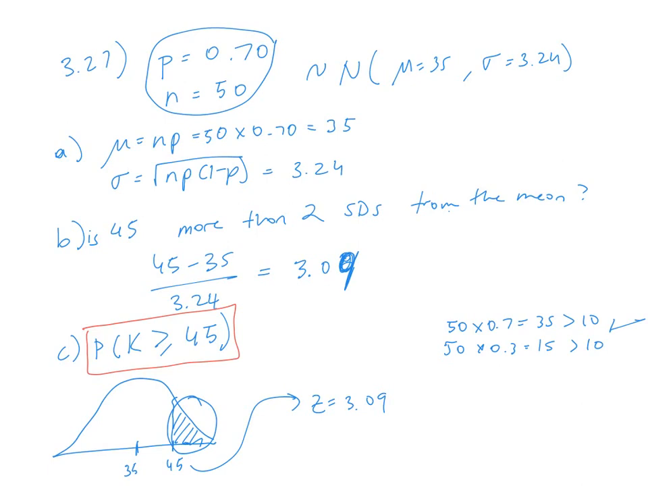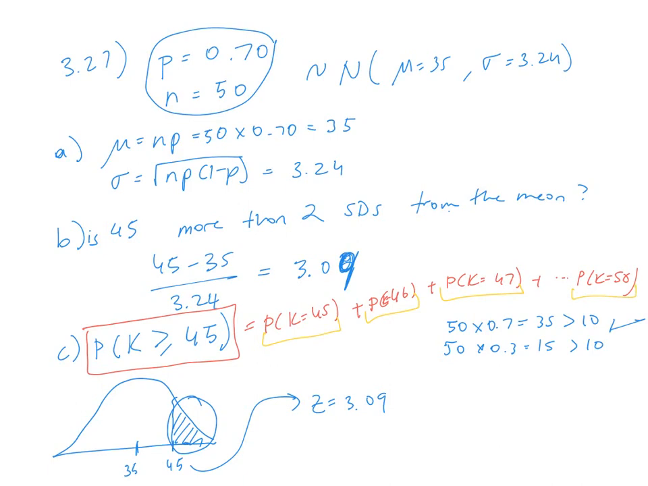What does 45 or more mean in a sample of 50? It's the probability of k equals 45 plus the probability of k equals 46. So this would be k equals 45 or k equals 46 or k equals 47, all the way to k equals 50, right? Each one of these can be calculated with a binomial, right? So we could do that.